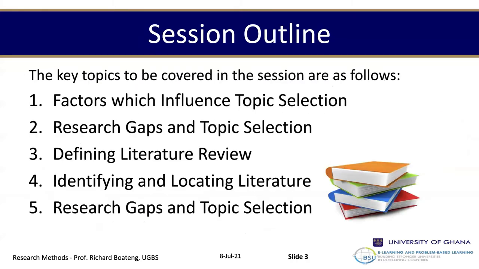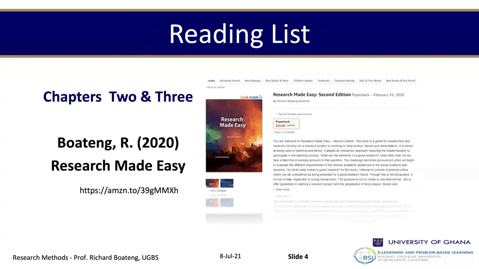I don't know whether we can finish, but we have some parts that are repeated. Today we will cover factors which influence the topic selection, research gaps and topic selection, refining the literature review, and identifying and locating literature. Then we'll come back to research gaps and topic selection, hopefully next week if we don't do it this time. The objective is to see what you have learned from what I've told you in 1-4, so that's why you have the repeat there. We are using chapters 2 and 3 and a little bit of chapter 8. I'll show you where we are using 8 so that you can keep that in mind.